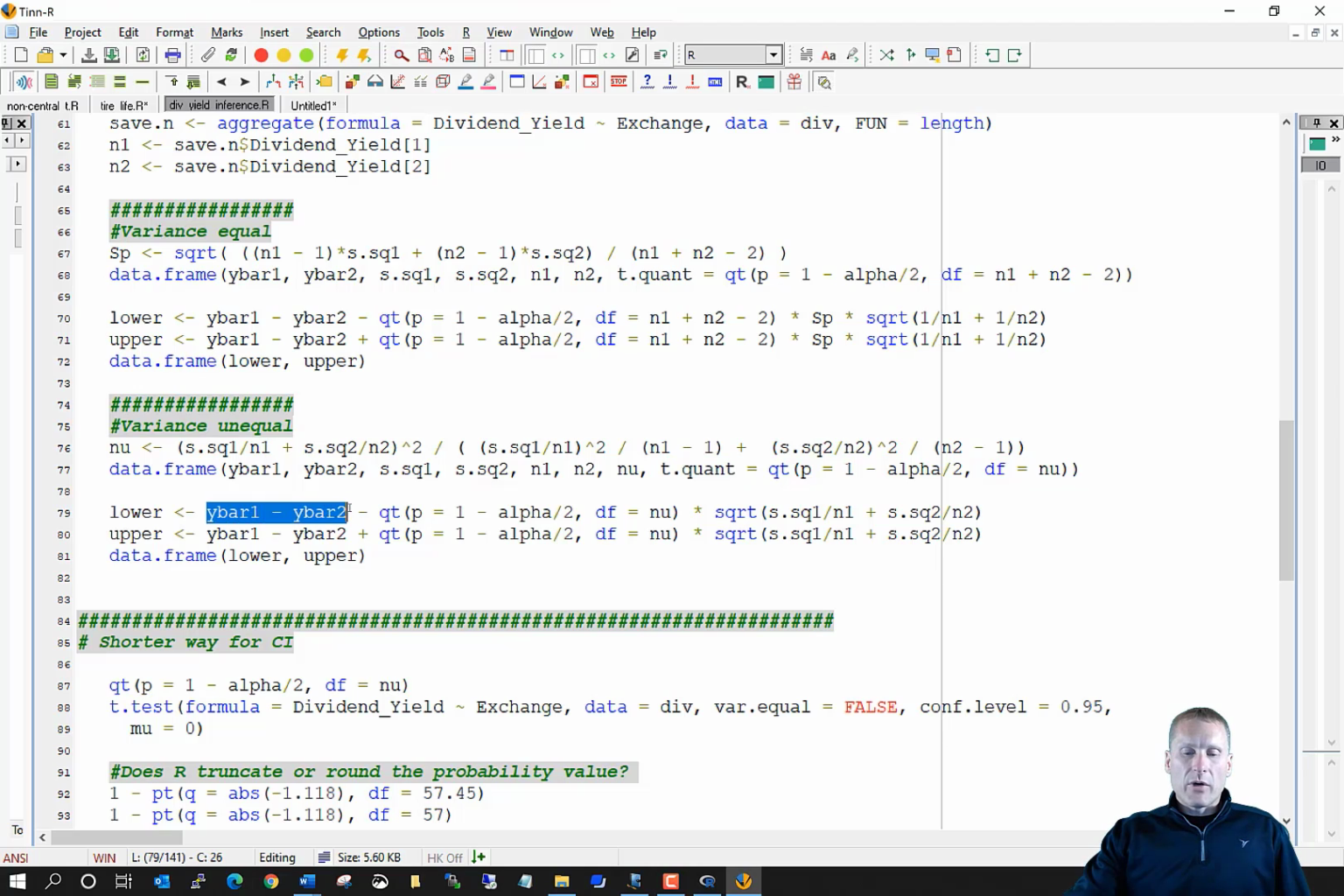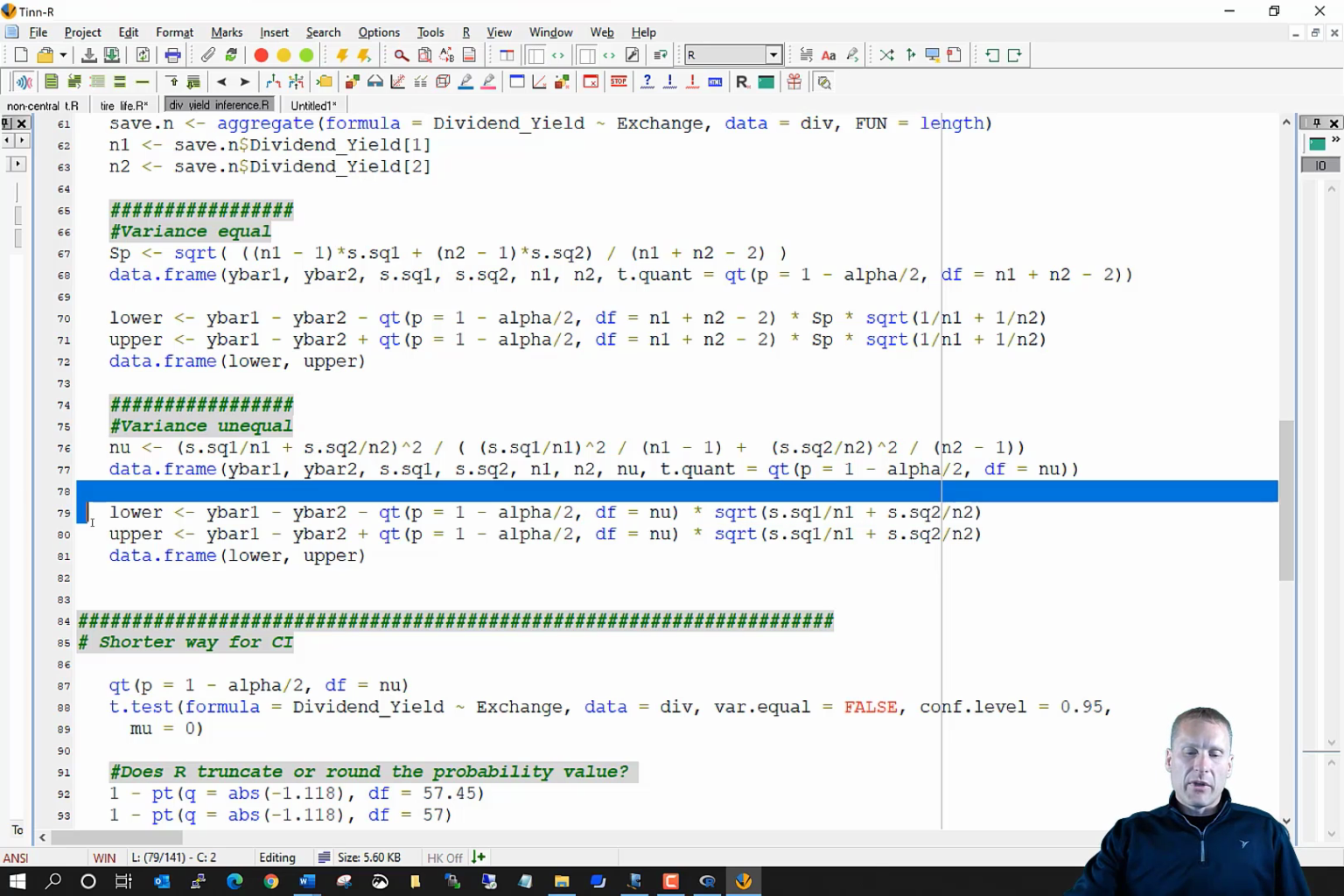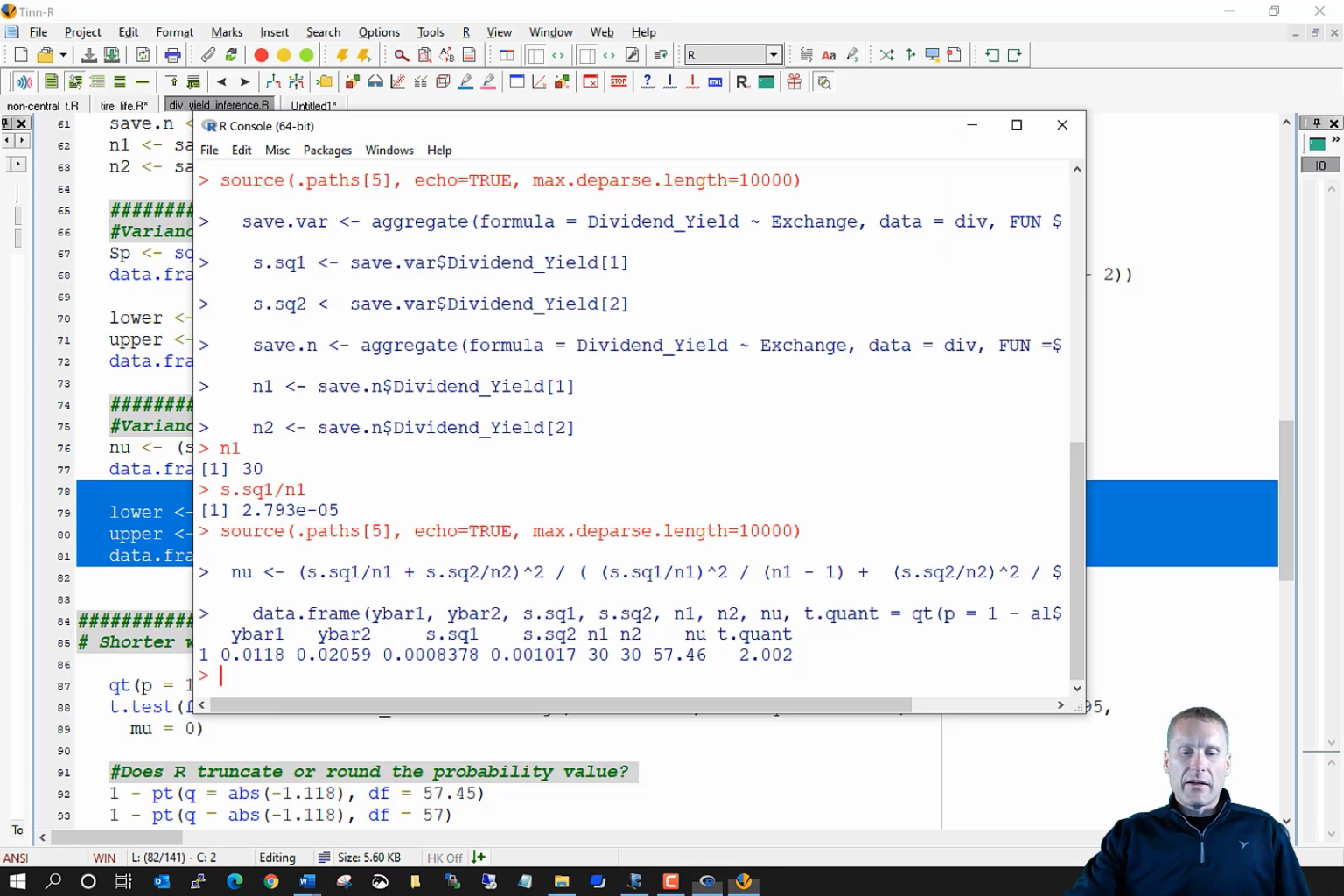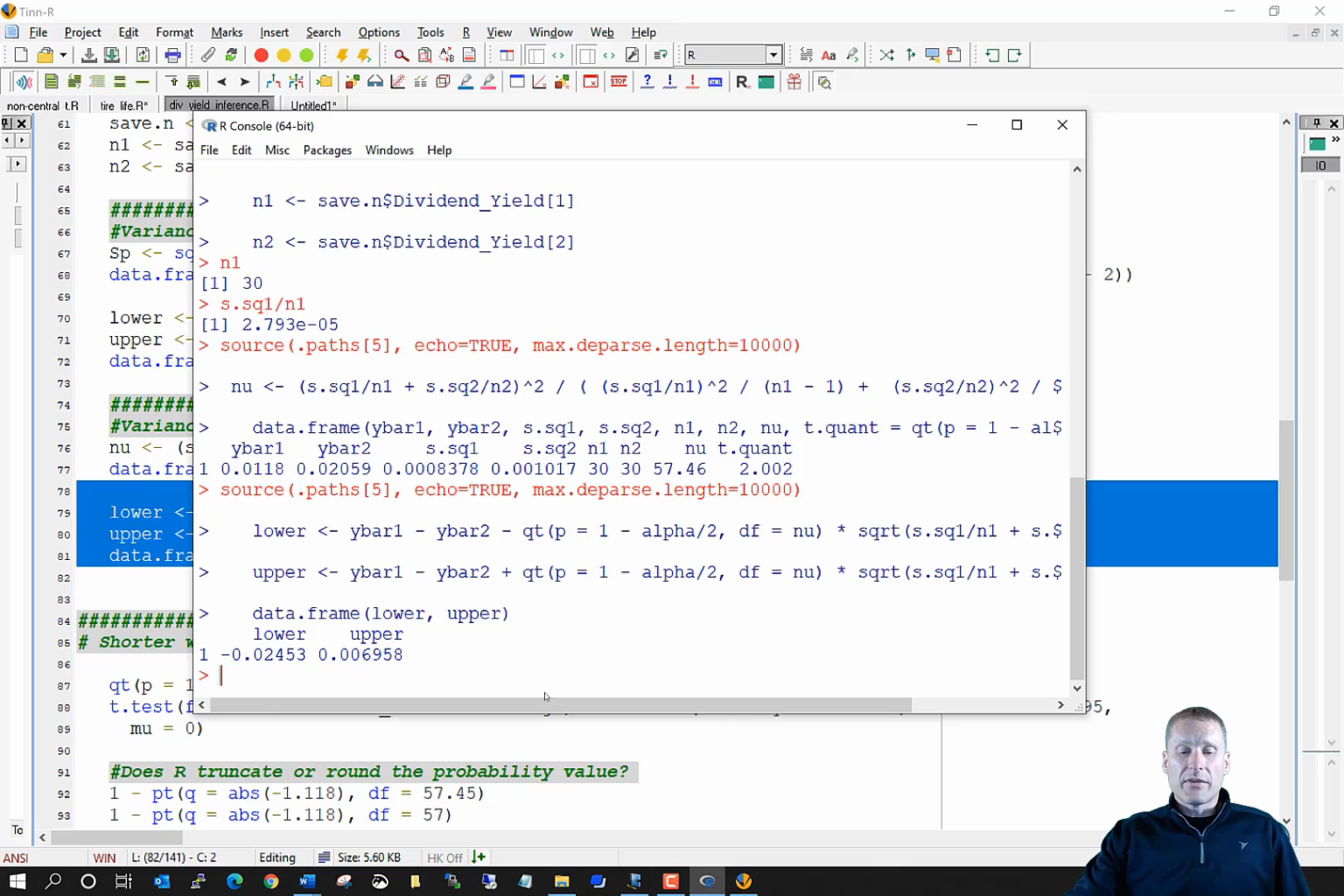Y bar 1 minus y bar 2, subtract off the value from the t-distribution times the square root of s1 squared divided by n1 plus s2 squared divided by n2. So let me go ahead and do that. Put it in a data.frame, and there's our confidence interval: negative 0.02453 to positive 0.0069.